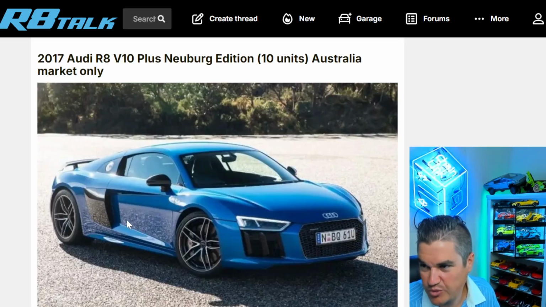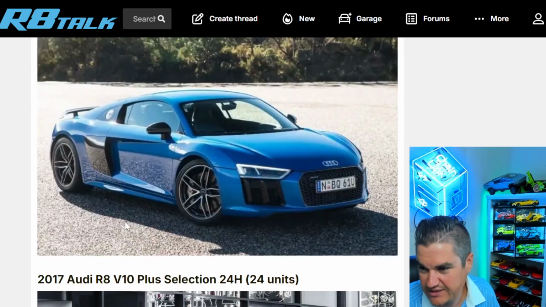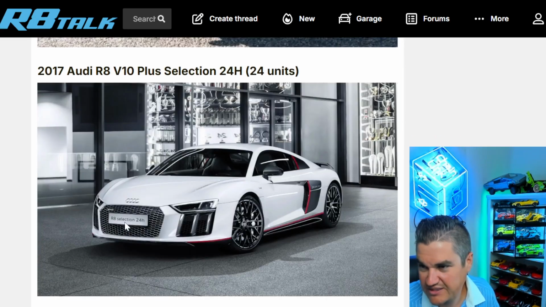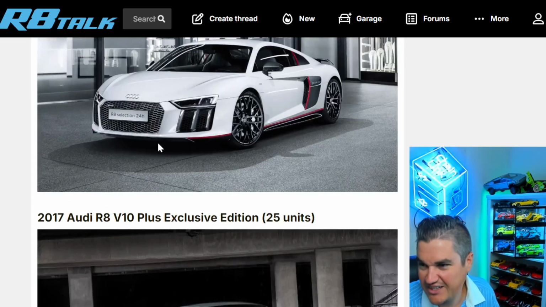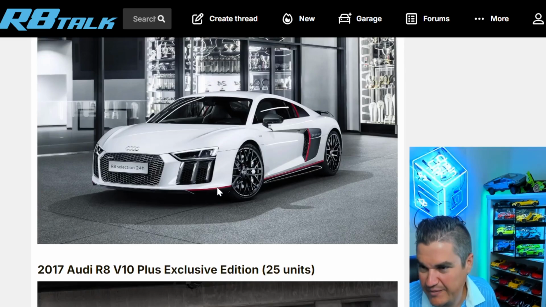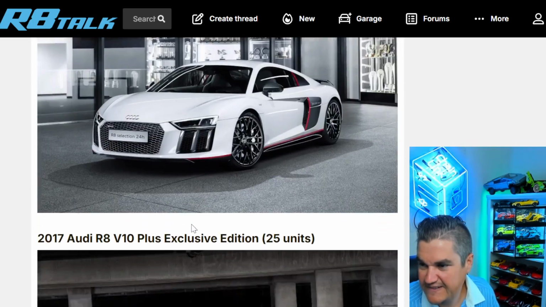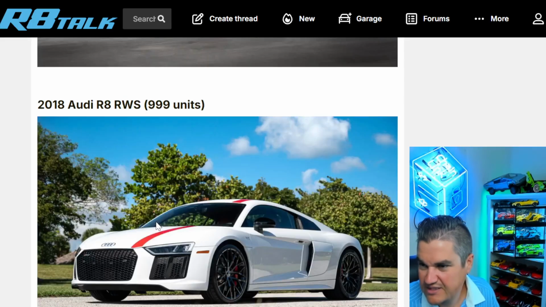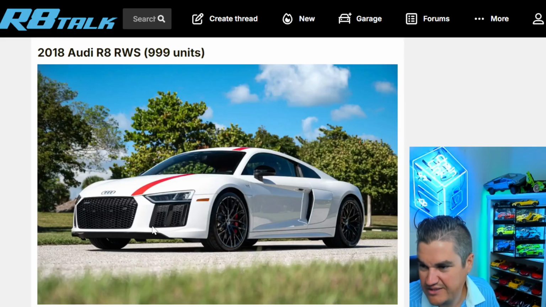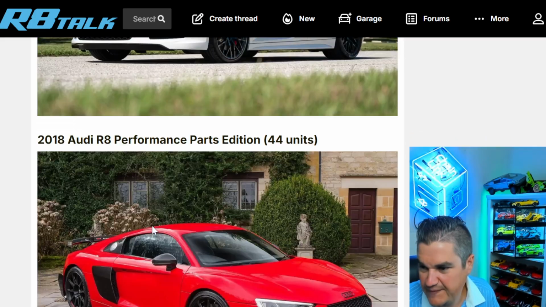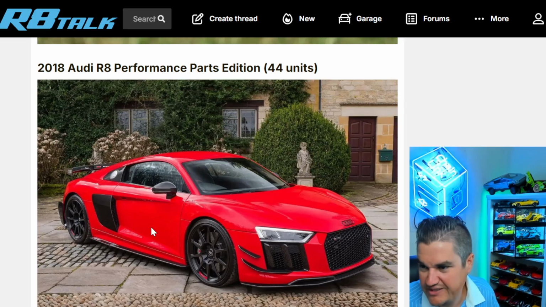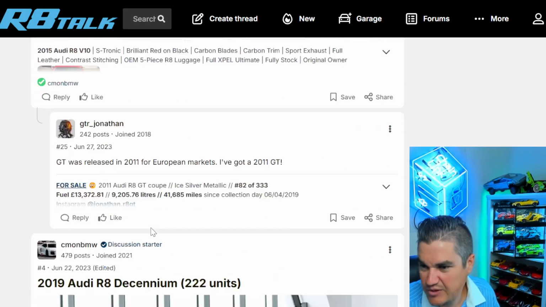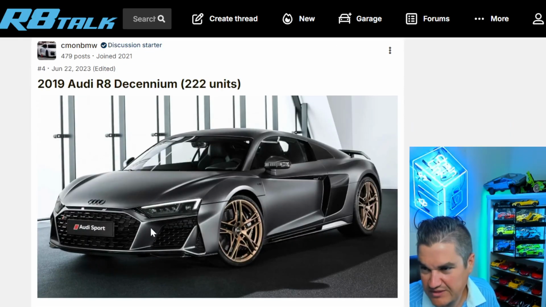R8 V10 Newburgh edition, 10 units, Australia market only. Pretty wild. 24 units of the 24, that makes sense. That checks out. That looks pretty cool. Aggressive. You can see the lighting's major updates from 2012 to 2017, right? Wheels look pretty good. That one looks great. V10 Plus exclusive edition, 25 units. I like the accents there. RWS, 1,000 units. That's probably a little cheaper. 44 units. The performance looks great. I don't know what's my favorite. Whoa, that looks really good.